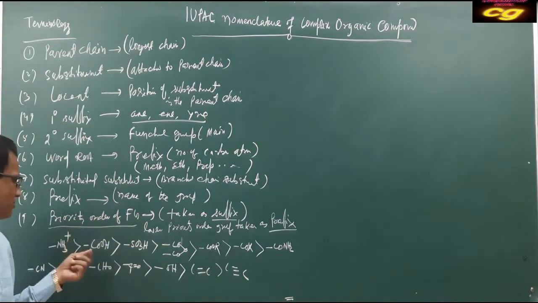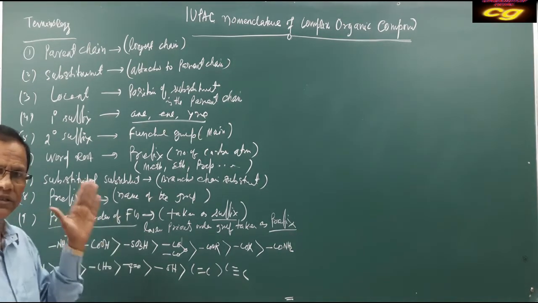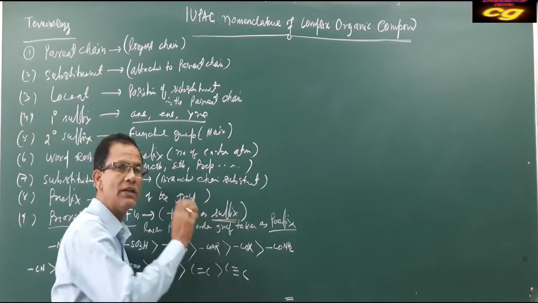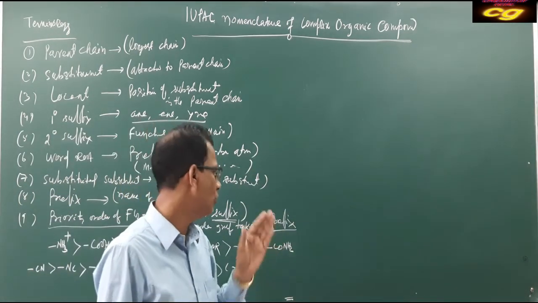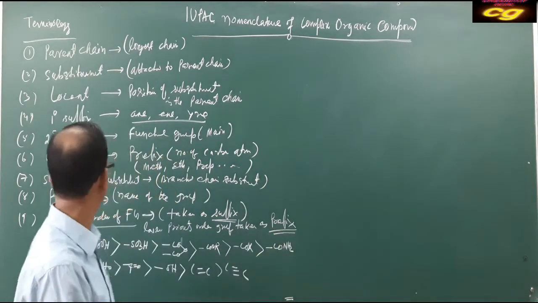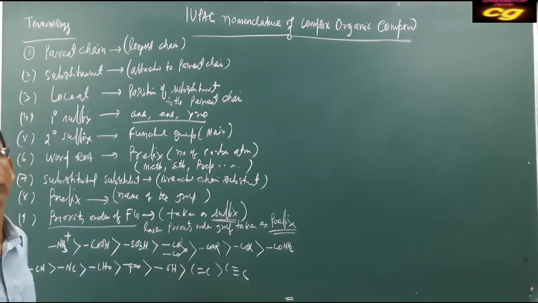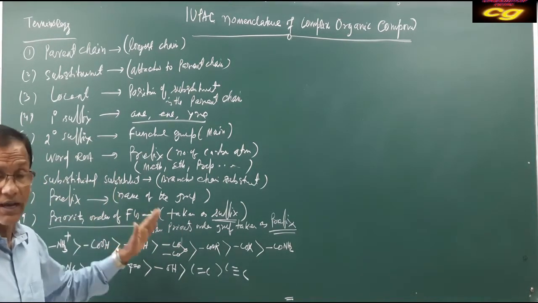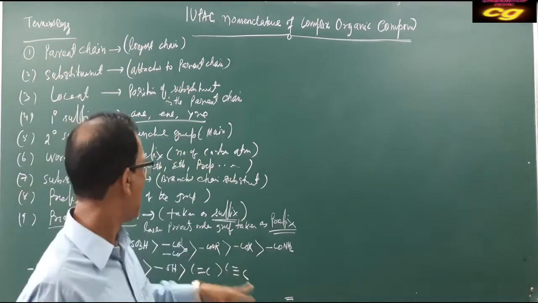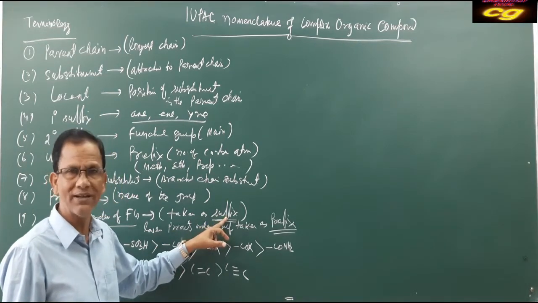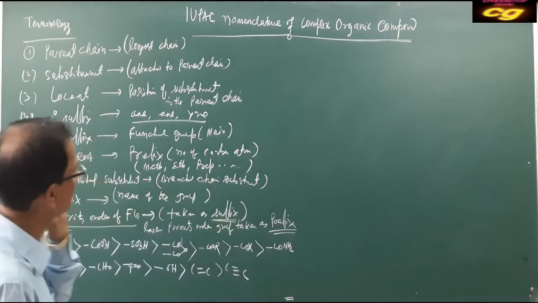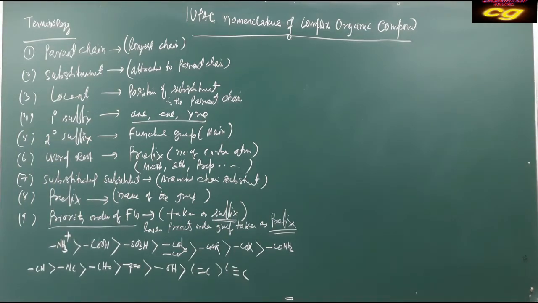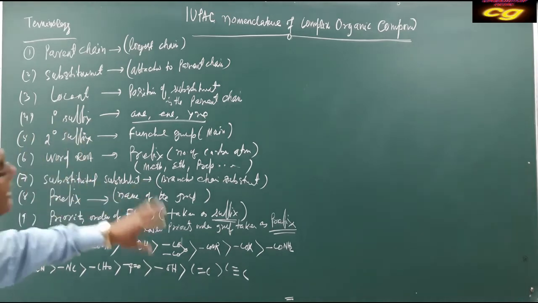Higher priority means more importance. The group which has higher priority will be considered as suffix. This is very important. Suffix means it will be written at the last. And the remaining groups which have lower priority in order will be considered as a prefix. So this is the main condition, the main rule for the priority order of the functional groups. Higher priority order means that will be written last as a suffix, and the lower priority group will be considered as a prefix. So this thing is very important, you have to remember. So these are some important rules regarding the nomenclature of complex organic compounds. Then we will start from branched alkane.